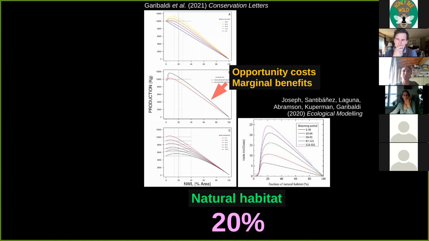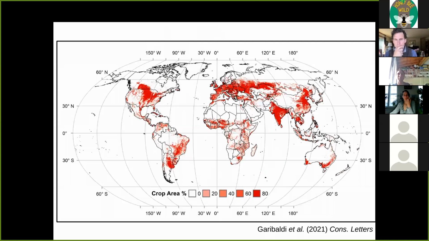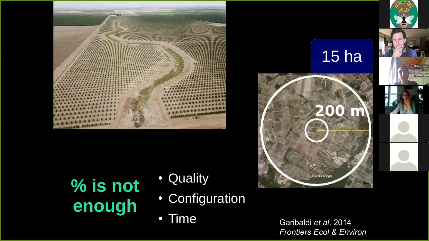Of course, there is a lot of regional variability. In some places, it could be up to 50% of natural habitat. We have mapped all over the world which are the places that have less than 20% of natural habitat. And these places are those with more red, as you see in the global map. For example, in many places of Argentina, United States, Europe, India, China, etc., the main agricultural places in the world. And of course, the percentage is not enough. We also work with models, understanding the quality of these natural and semi-natural habitats, how to design these restoration practices into fields, and the time that it takes to deliver benefits.